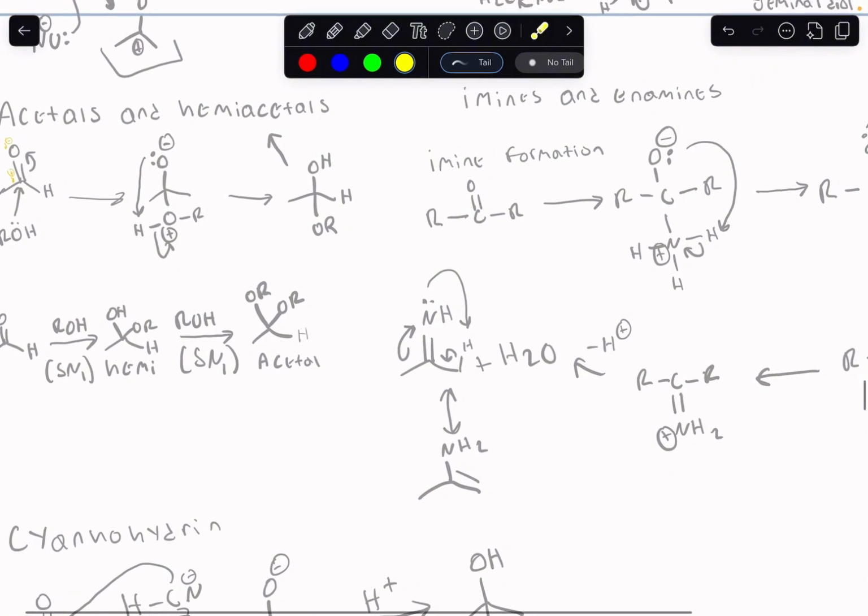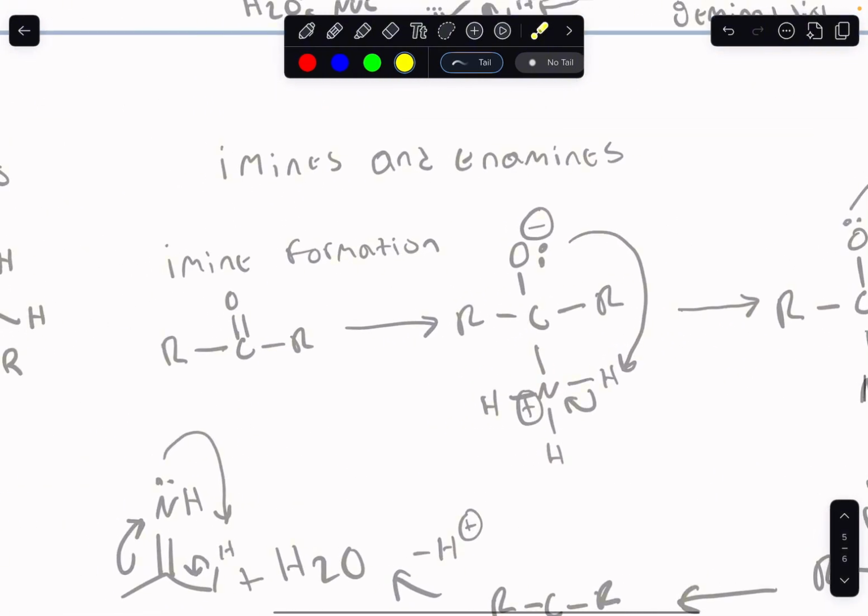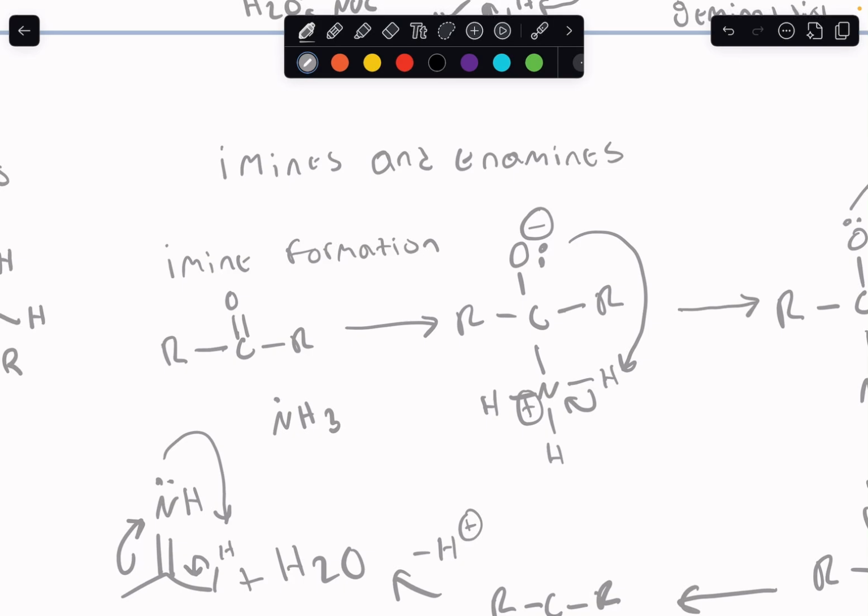Okay, so next, let's go over amines and enamines. Enamines actually have their own chapter, so a lot of this here is going to just be amine formation. And again, just like everything else, except in this case, we have an NH3, and this acts like your nucleophile. Okay, so in this case, your NH3 acts like your nucleophile.